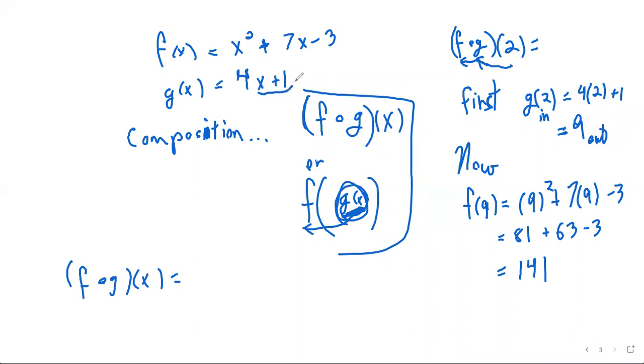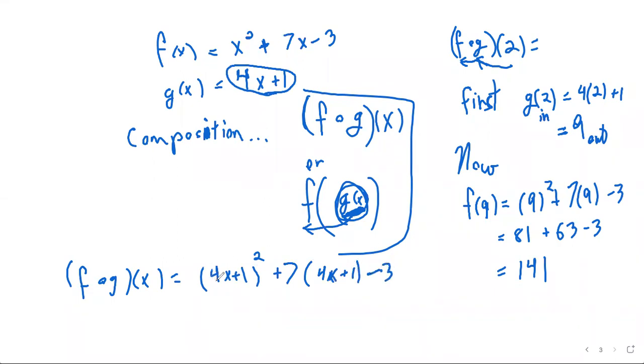If I can see what g of x is, that's 4x plus 1. I'm going to shove that into the f function. Every time I see an x, I'm going to put 4x plus 1 instead. And so it'll be g inside of f. And so that's the way these things look. It'll be 4x plus 1 gets shoved into the f function. So that means when I see x squared, it's going to be 4x plus 1 squared. And 7 times 4x plus 1. Let's let that play out. 4x plus 1 squared plus 7 times 4x plus 1. And then minus 3.